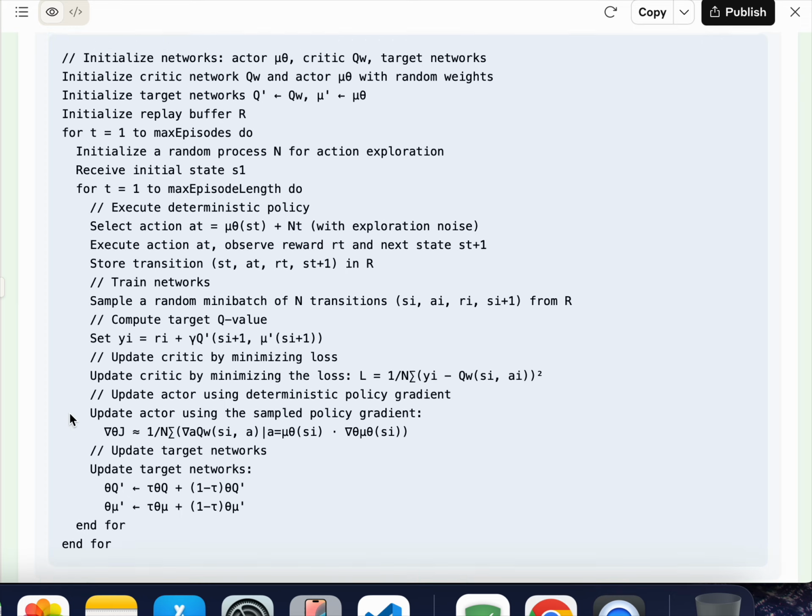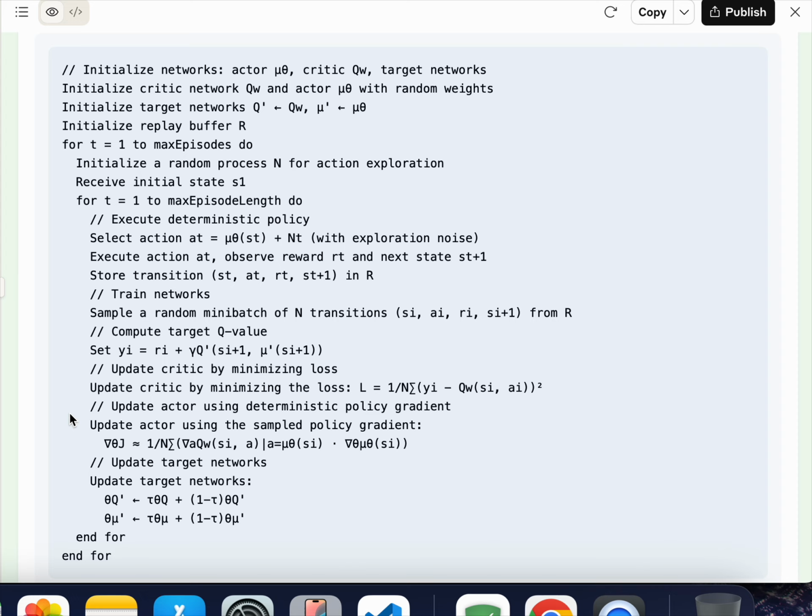And then at each step, the agent selects an action by passing the current state through the actor, adds noise for exploration, takes the action in the environment, and stores the result, the transition, into the buffer. After collecting some transitions, we sample a mini batch from the buffer. That means we randomly pick a set of stored transitions to train on instead of relying only on the latest one. This helps break the correlation between consecutive experiences and makes training more stable.